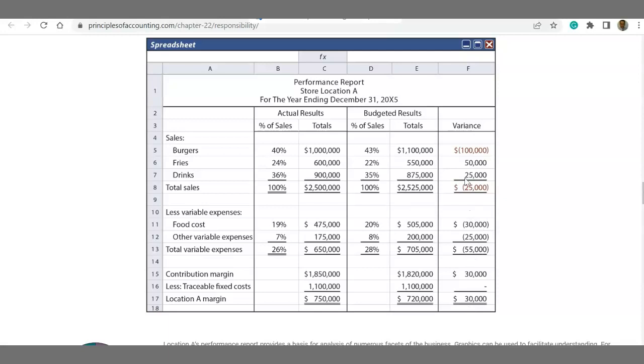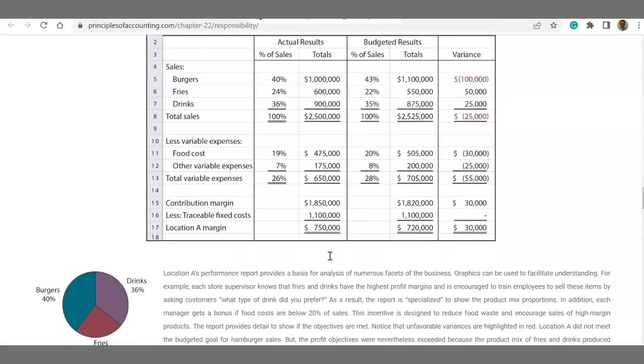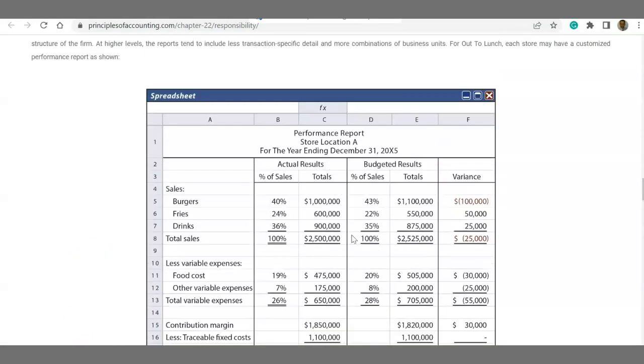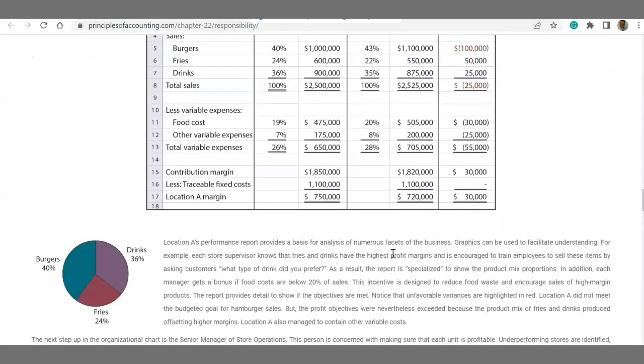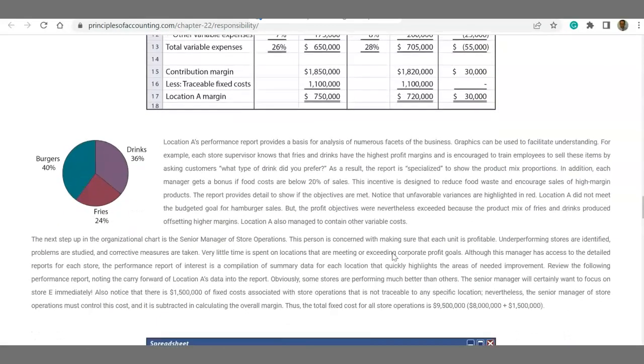So here, as you see, there is negative $25,000 in regards to sales, but here is negative $55,000 in regards to saving on the expenses. So we didn't do well on the burgers, but we did well in regards to saving on variable expenses. So that's why we ended up with a $30,000 contribution margin. So that's so good in regards to looking at the store location and comparing the budgets with the actual results as a manager.